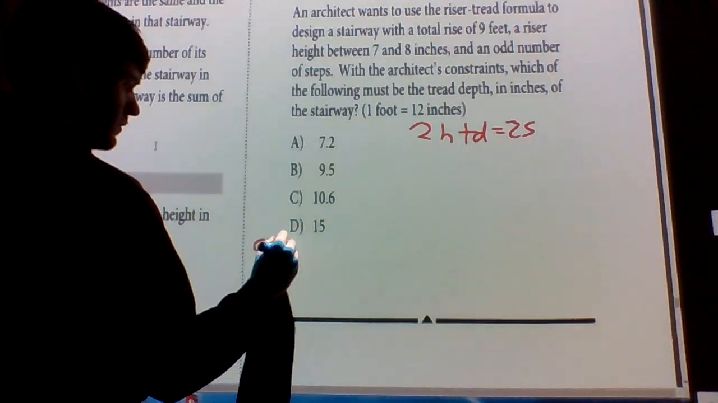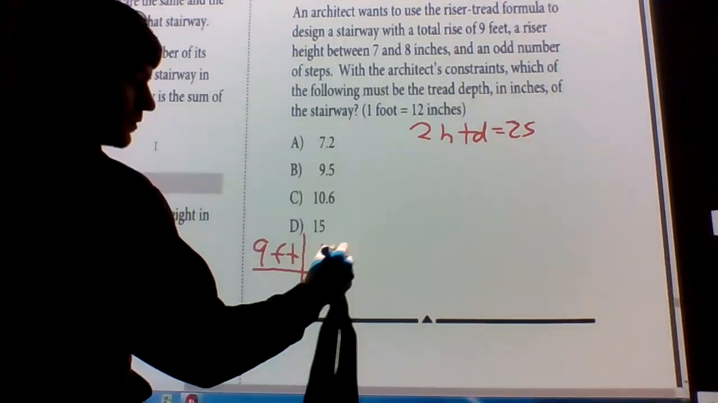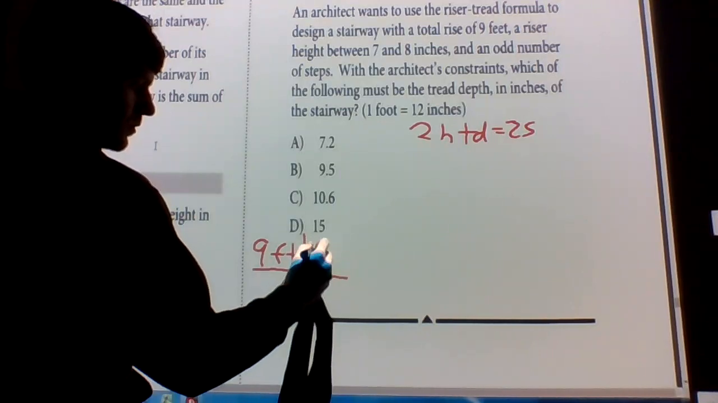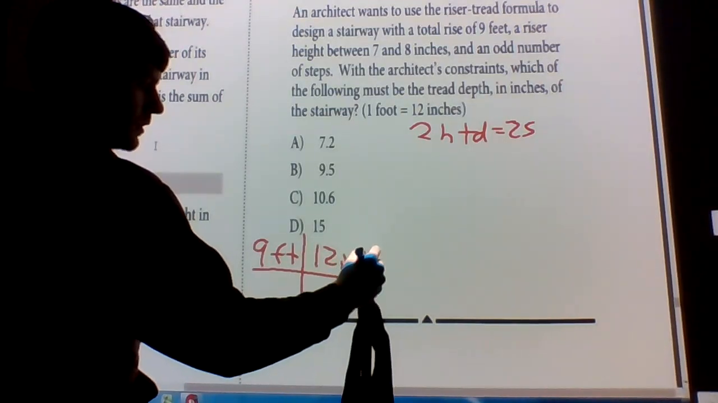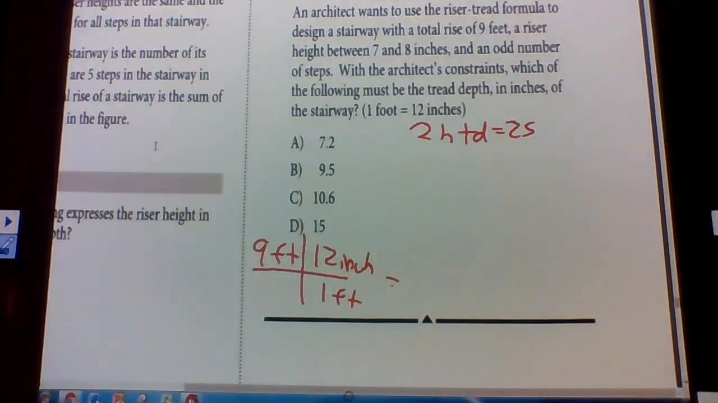So 9 feet is going to be, it tells us 1 foot has 12 inches, so we want 12 inches on top because we want to be in inches. So 9 times 12 is going to be 108.